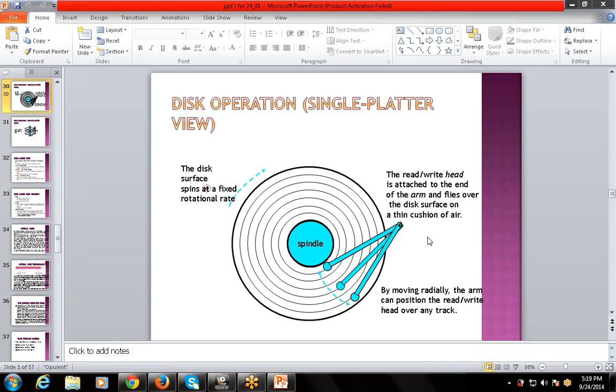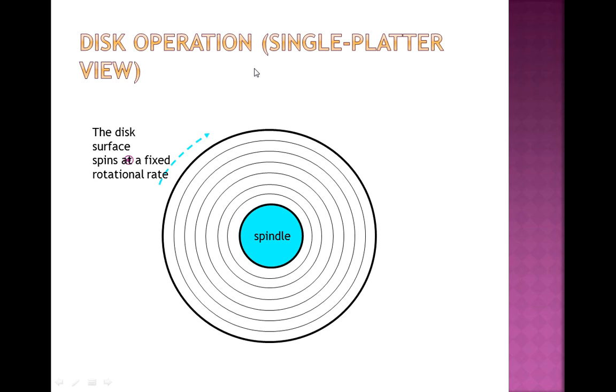Then next is your disk operations, that is how we can perform operations on the disk. Till now we have covered the structure of the disk. Now what is the disk operation? So this is the disk operation.